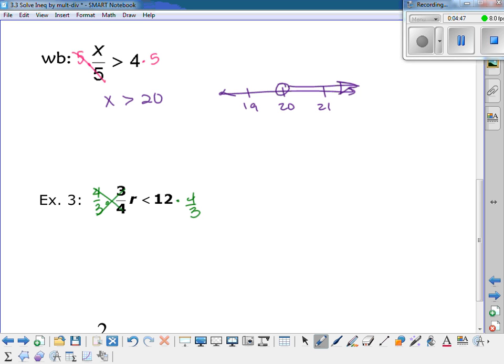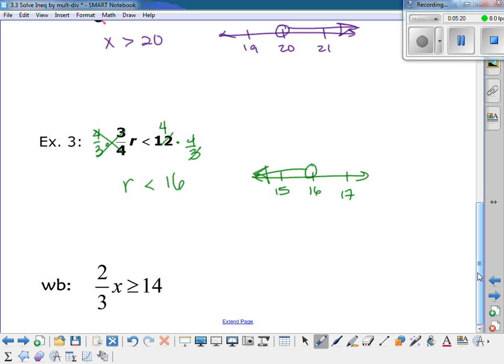Everything cancels out on that side, and 3 goes into 12 how many times? 4 times, yes. Okay. All right, and so then our answer is that r is less than 16. And so is this an open or a closed circle? Open, and it's going to the left. All right, on your whiteboards, show me you know how to do this, and then you'll be able to start on your homework.